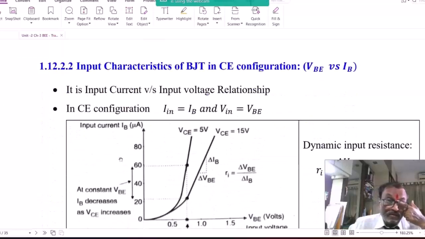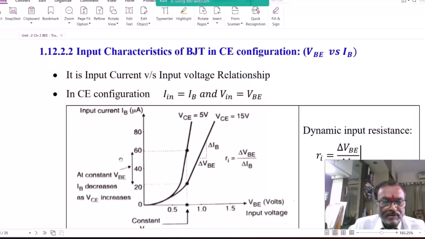Now let us study the input characteristic of BJT in CE configuration. The following figure shows the input characteristic. Input characteristic is also called the VI characteristic. It is the relationship of input current versus input voltage.